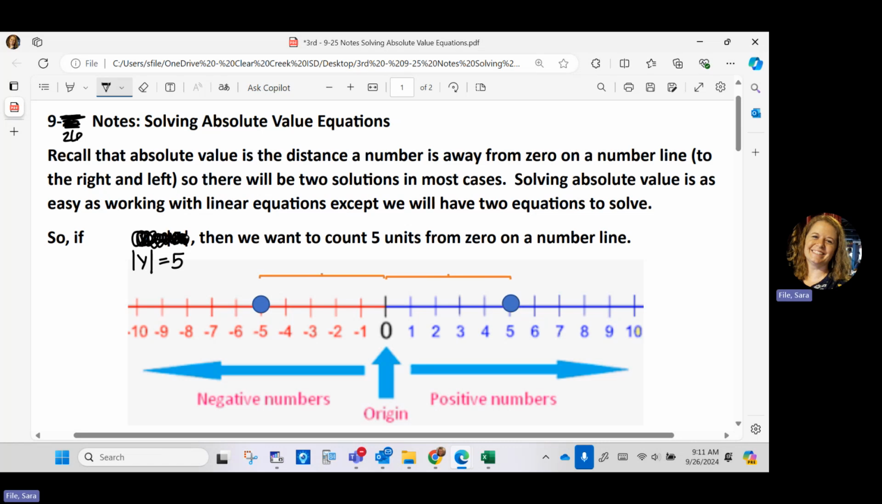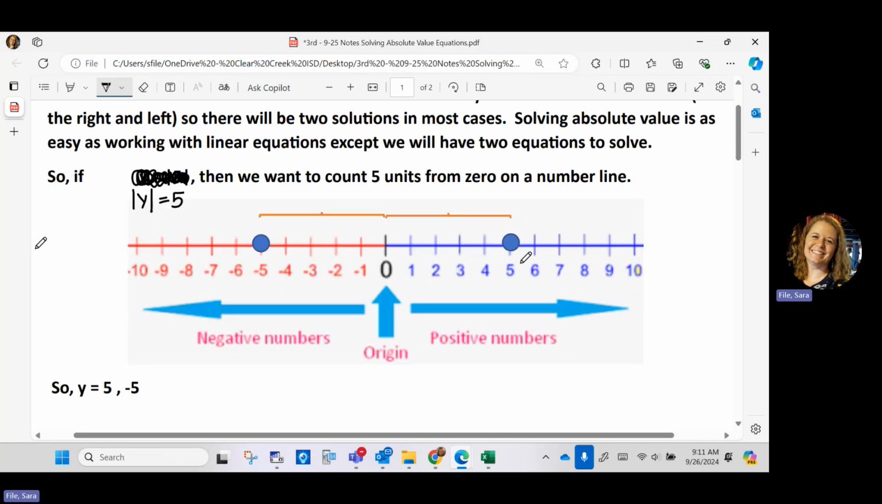Okay, so what this is saying is if we want to know what y is, we want to know what value, when we take the absolute value of it, gives us 5. They're telling us the distance is 5. So it could be 5 to the right. It could be 5 to the left. So that means that input value, that y value, could be positive 5. It could be negative 5. Does that make sense? So the input itself, what's inside the absolute value, could be positive or negative to get a positive output.